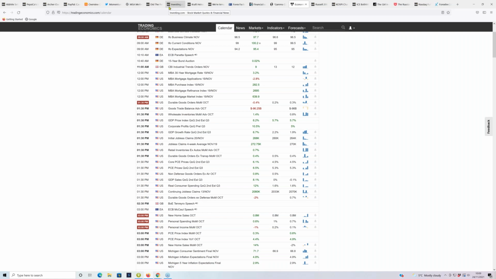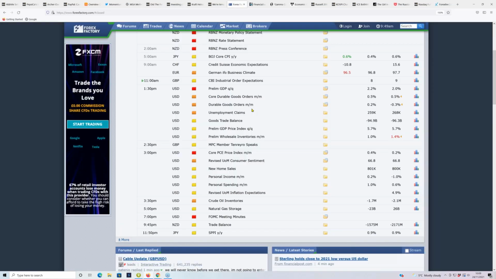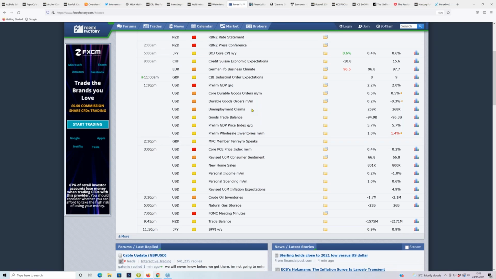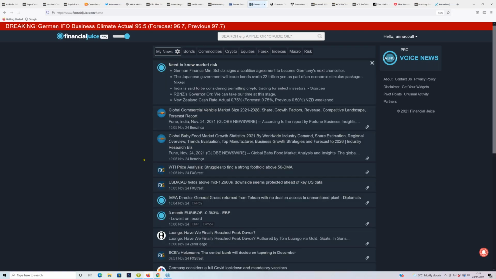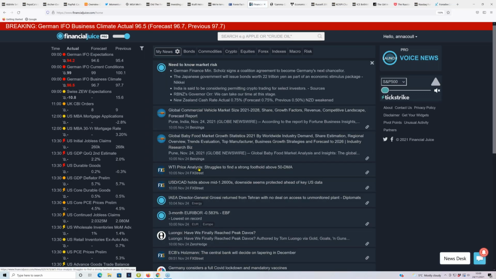Nothing wrong with Forex Factory, but as you can see the difference in what they highlight, they do pick up the highlights. They've got the core PCE, the preliminary GDP and the FOMC, but there are all these other ones as well, which could have an equally strong impact. And those of you who come along regularly will know I have 3 calendars. The third one is my Financial Juice one.